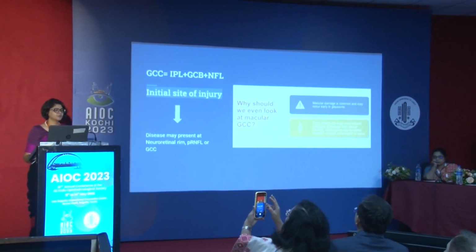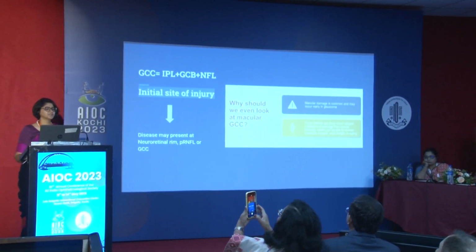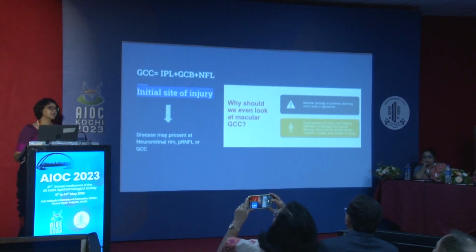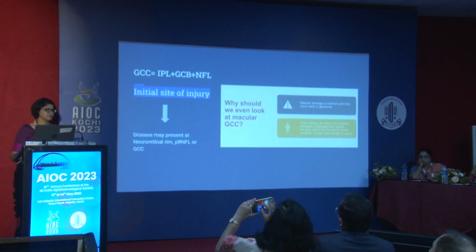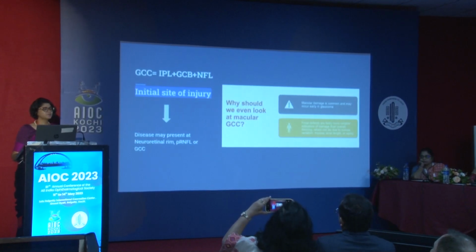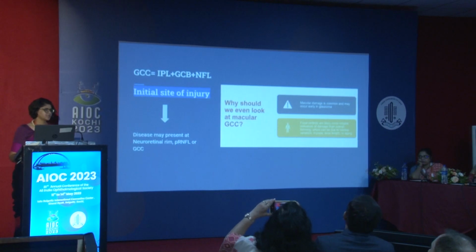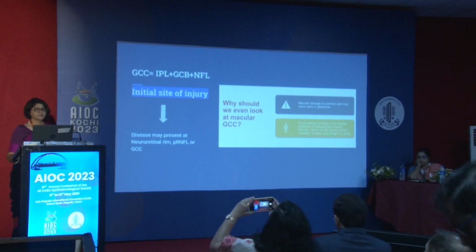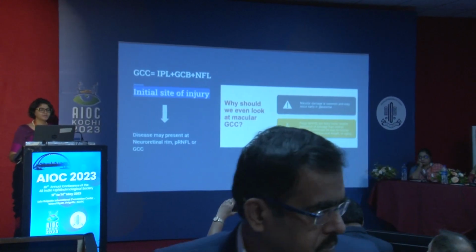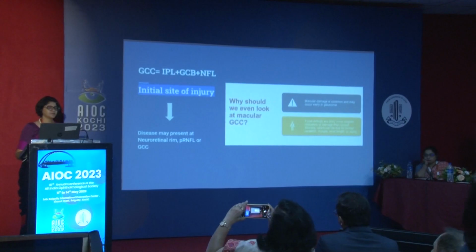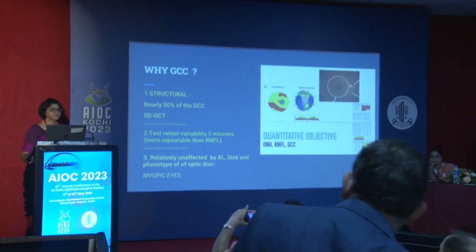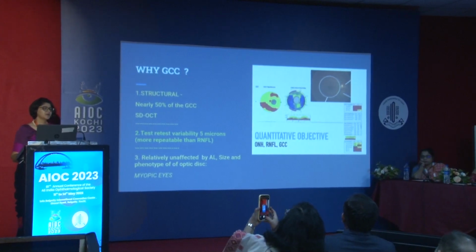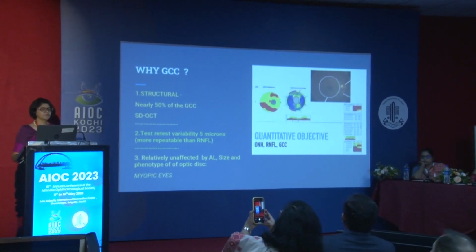And why should we look at the GCC? Because the initial site of injury is more easily picked up here, since the ganglion cell complex is thickest over here. And so the disease may present elsewhere too as a presenting feature, but the probability here is possibly more. Macular damage is common and it may occur early in glaucoma. The structural loss is picked up at the GCC earlier, like I have already said.